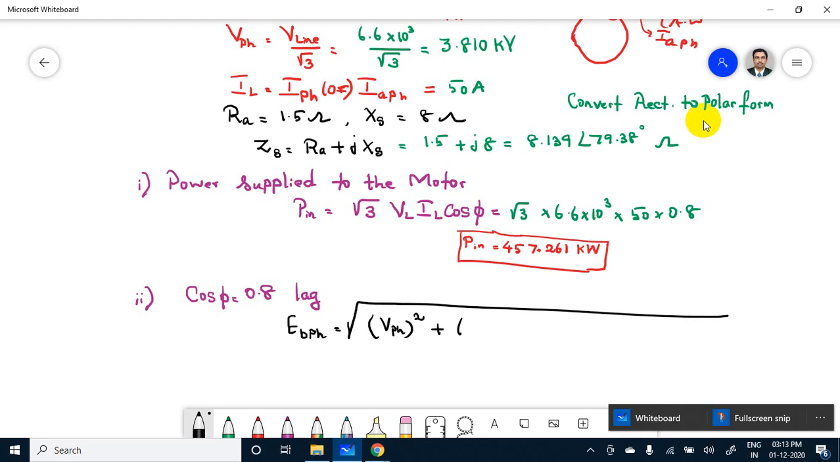EB equals the root of V phase square plus ER phase square minus 2 V phase ER cos of theta. Since it is lagging, we have to put minus phi. Okay, now substitute all the parameters.